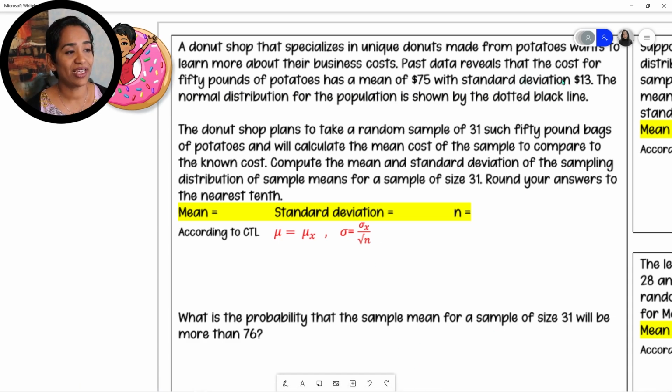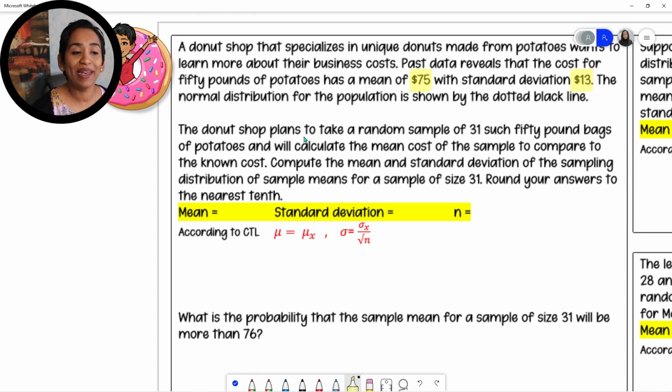The past data reveals that the cost of 50 pounds of potatoes has a mean of 75. Remember, as soon as I see something that interests me, I will highlight it, with a standard deviation of 13. So the average for 50 pounds of potatoes is 75. The standard deviation is 13, and it's normally distributed. The donut shop plans to take a random sample of 31 such 50-pound bags. So one sample, another bag, another bag, another bag. So 31 of these. And will calculate the mean cost of the sample to compare to the known cost.